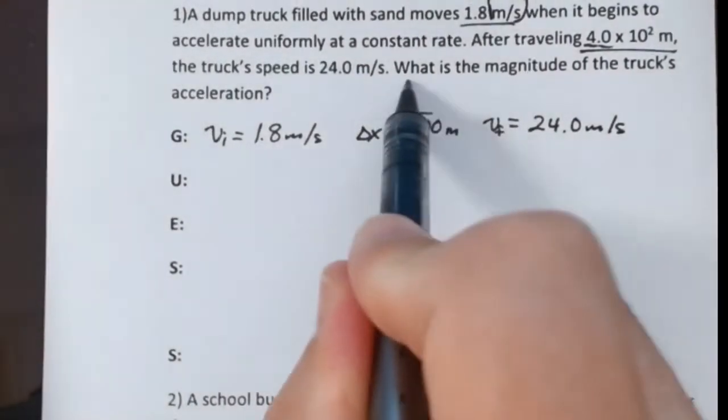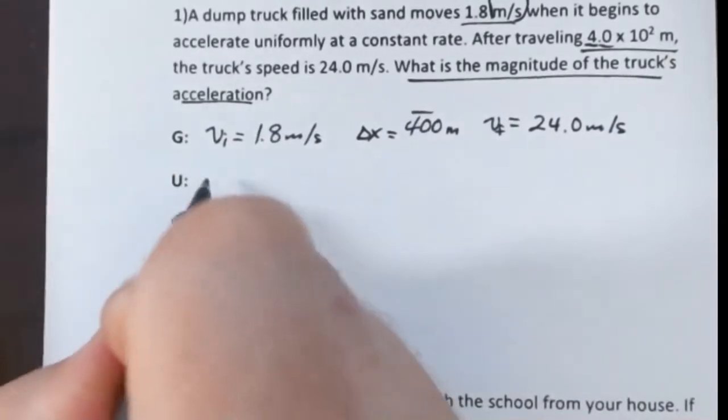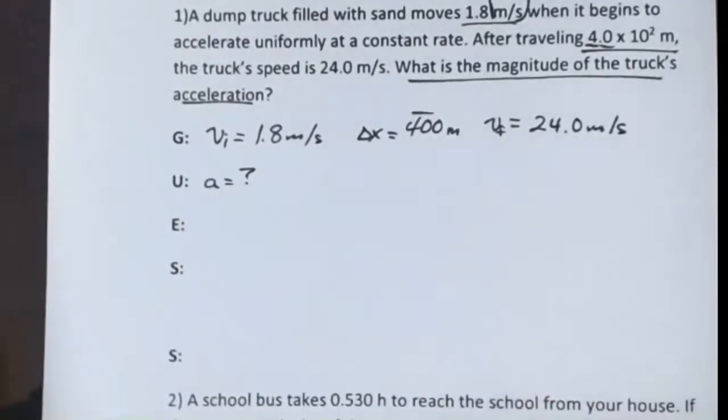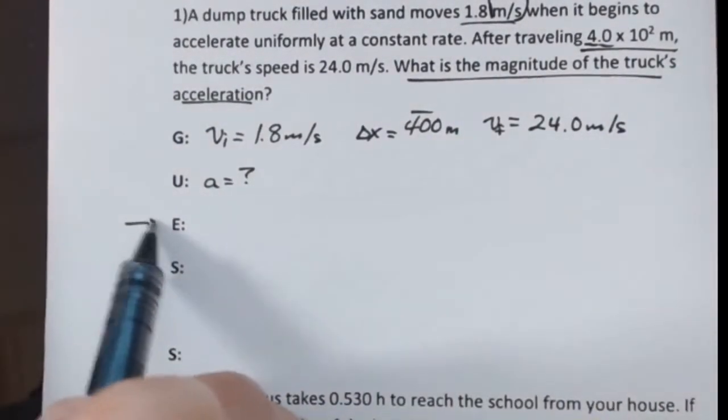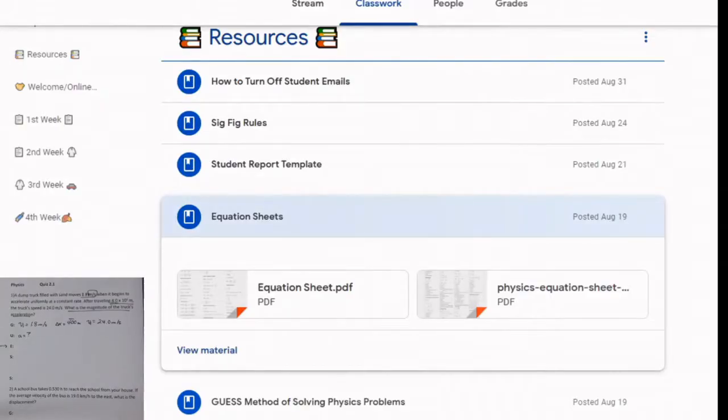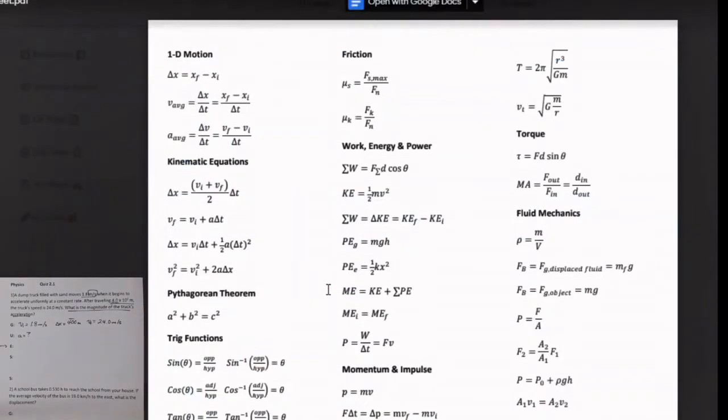My unknown is the magnitude of the truck's acceleration, so it's going to be A equals question mark, and I'm going to leave it as a question mark. Now I've got to choose my equation, the hardest part, but don't worry, we go over to our equation sheet. I know it's going to be one of these kinematics because that's the section we're pulling from right now. That's where I'm going to focus my attention.